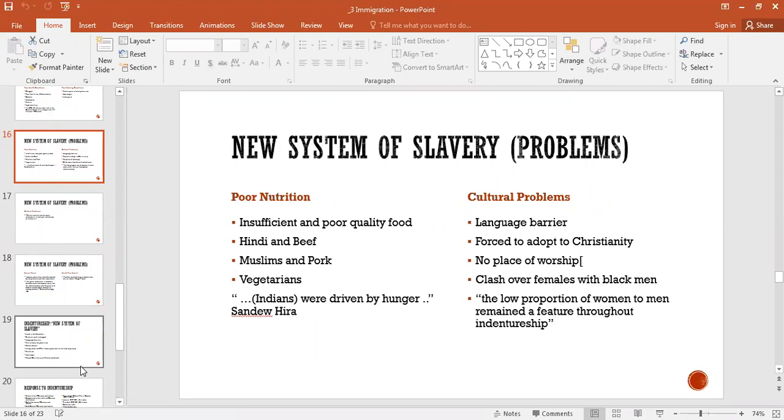Poor nutrition was another problem. Why we're going to have a problem with poor nutrition is that most of the Indians and the Chinese, especially the Indians, are coming from India, and they are Muslims and Hindus. Hindus don't eat beef, and Muslims don't eat pork. Most of the Hindus are vegetarian, same thing with the Muslims. The Chinese are coming also. They are not going to give them sufficient food. And they want to give the Hindus salt beef.